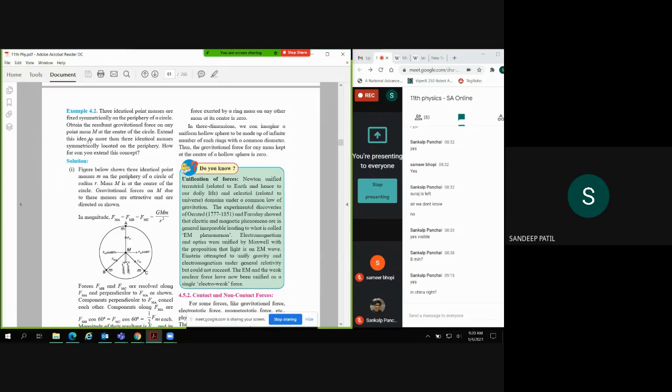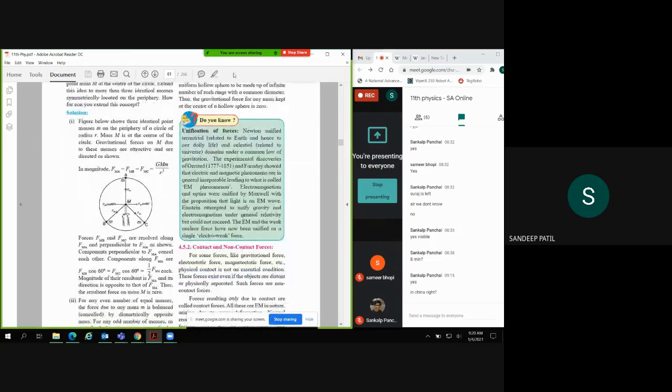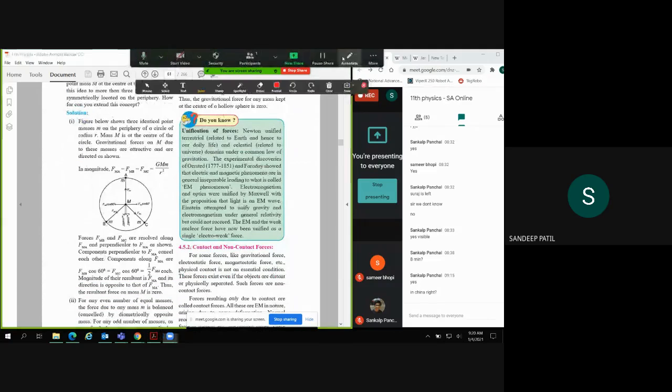Extending this idea to more than three identical masses symmetrically located on the periphery, how far can we extend this concept? I will quickly go through this example so that we can understand what's happening here. The figure below shows three identical point masses, right? These are M, 3 point masses at the periphery of the circle of radius r.